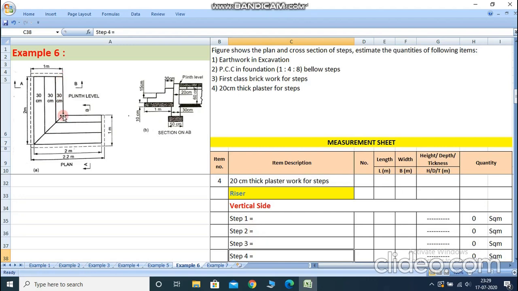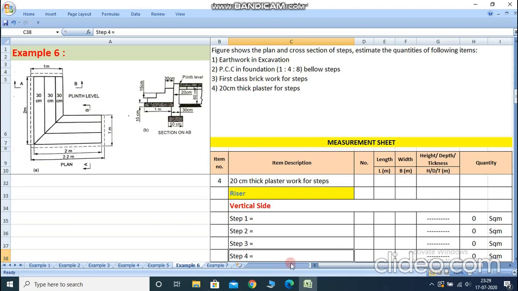And for the horizontal side also, here 1, 2, 3 and 4. Now here both sides are 2 meter and 2 meter. So both the length of the vertical side and the horizontal side are the same. So for step 1, 2, 3 and 4, same here on the horizontal side, step 1, 2, 3 and 4. All the parts are the same length.